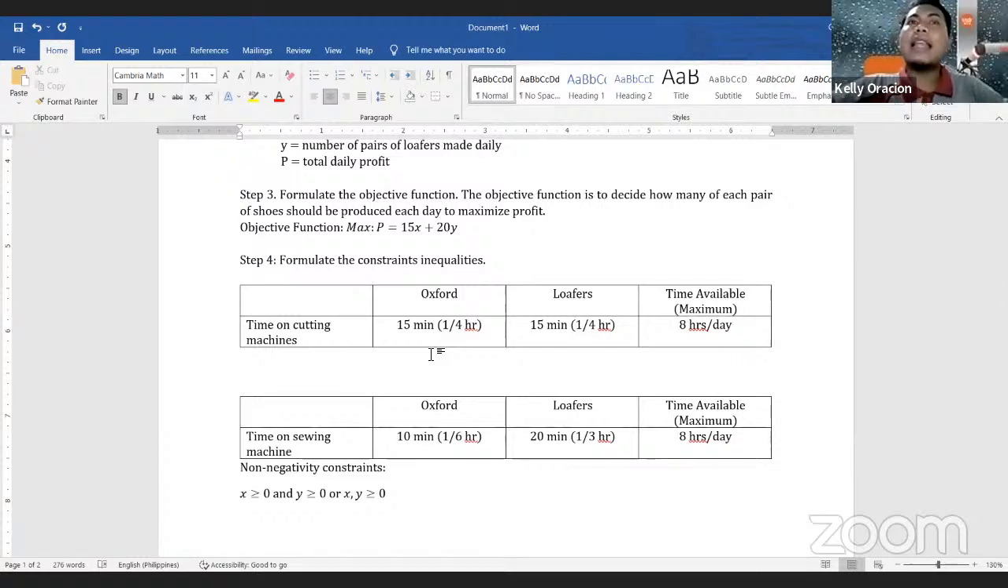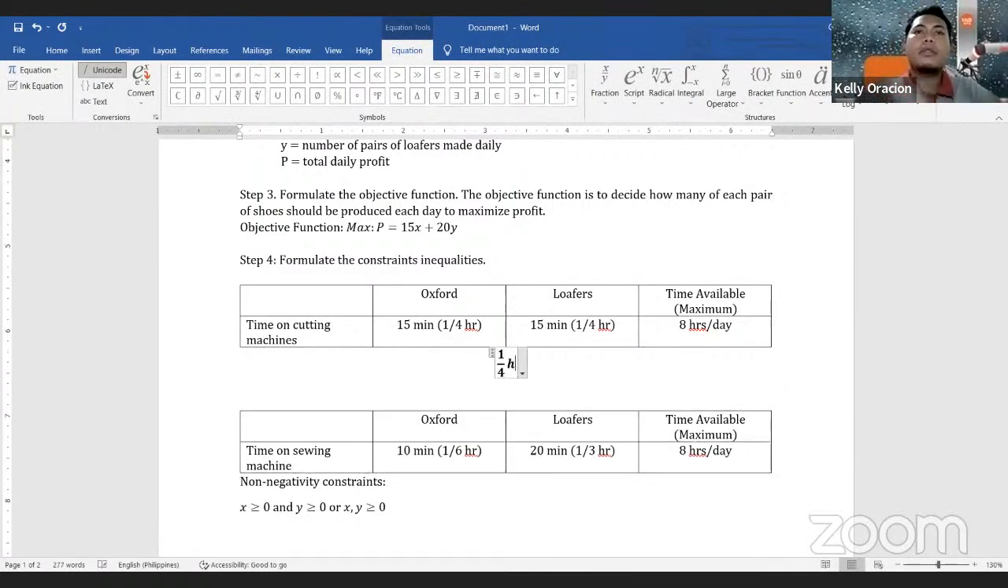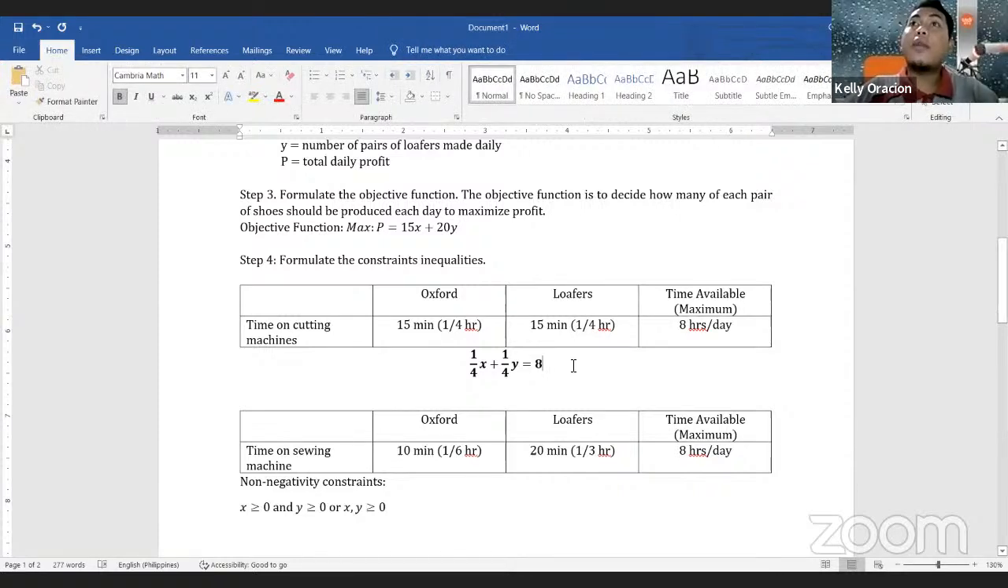So we can create an equation. Sir, okay lang ba fraction equation? Wala problema. It's 1/4 hour, so 1/4 X plus 1/4 Y is equal to 8.